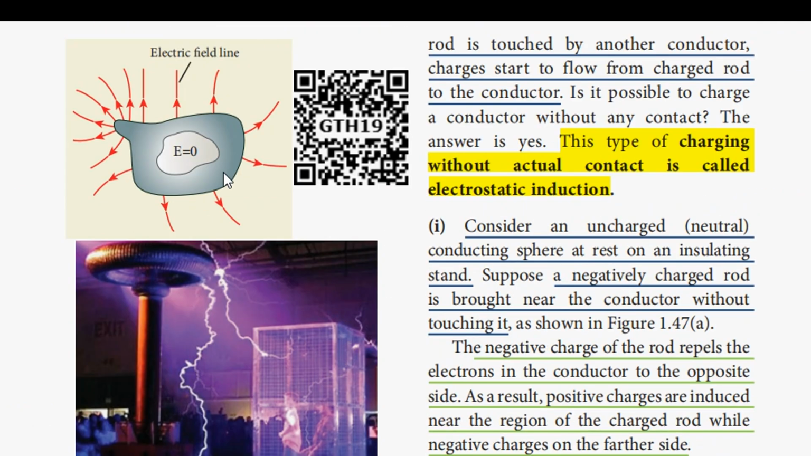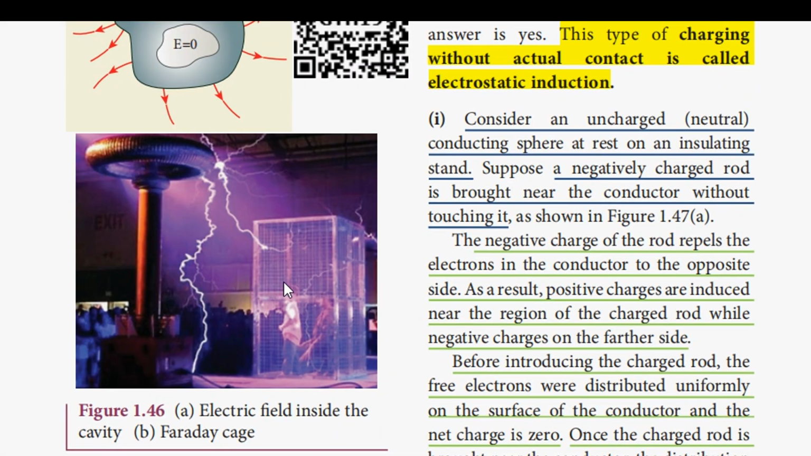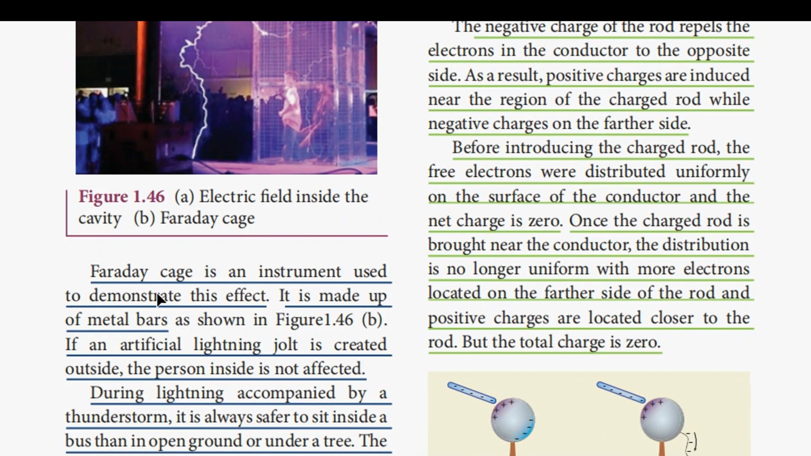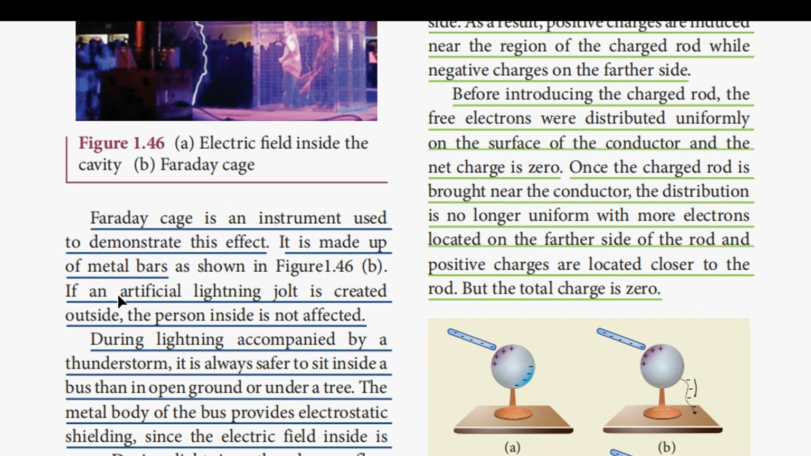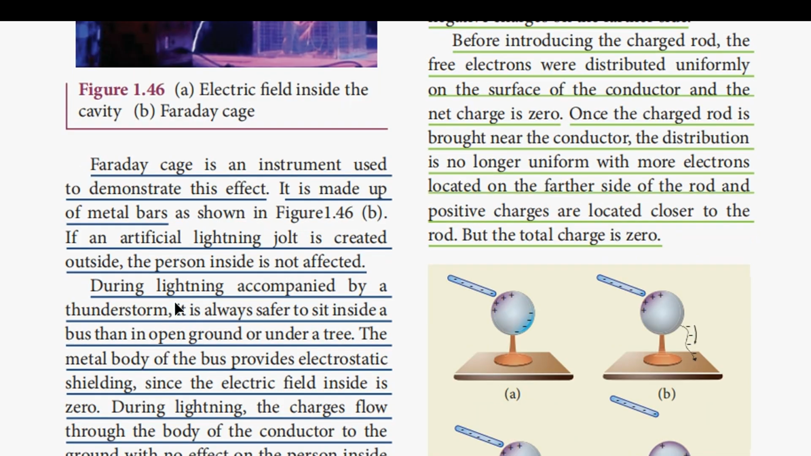So here is the diagram for electrostatic shielding, and this is called Faraday's cage. Now let us see what a Faraday cage is. A Faraday cage is an instrument which is used to demonstrate the effect of electrostatic shielding, and it is made up of metal bars as shown in this diagram. If an artificial lightning jolt is created outside, the person inside is not affected.